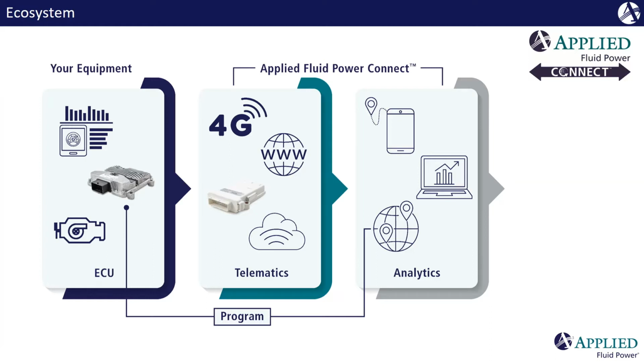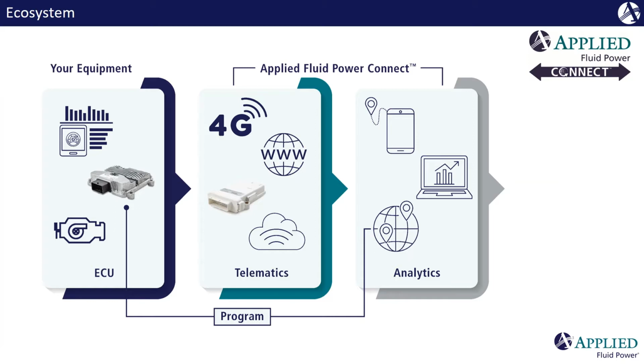All right, so let's talk about the ecosystem of Applied Fluid Power Connect. At the heart of it, it's really three main modules. On the left is going to be your equipment, which is going to be controllers, engines, other HMI displays that you might have on your system. We're going to ultimately connect up our hardware, which is what you see in the middle tier here, which is our telematics. That's what we call our edge hardware, which is going to be connecting into CAN bus or just directly into other sensors that you may have on your machine.